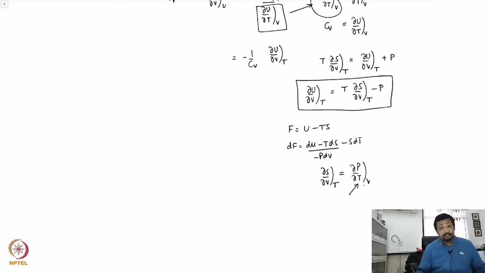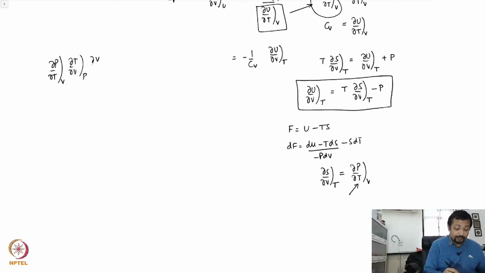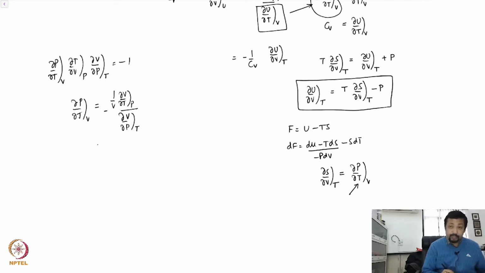This is a very familiar derivative for us, because I know that (∂P/∂T) at constant V times (∂T/∂V) at constant P times (∂V/∂P) at constant T is minus 1, so that (∂P/∂T) at constant V is going to be minus (∂V/∂T) at constant P divided by (∂V/∂P) at constant T. With a minus sign in front, I multiply by 1 by V, I divide by 1 by V, the ratio remains the same, and this I immediately identify as α_P, the expansion coefficient of the gas, divided by the isothermal compressibility, so this gives me α_P over κ_T.